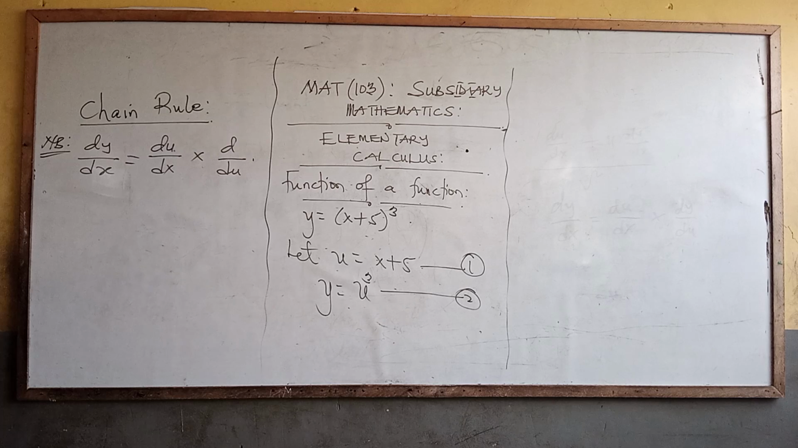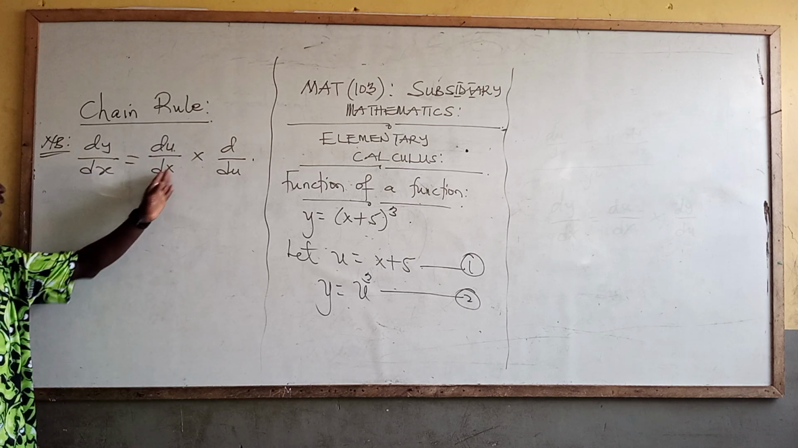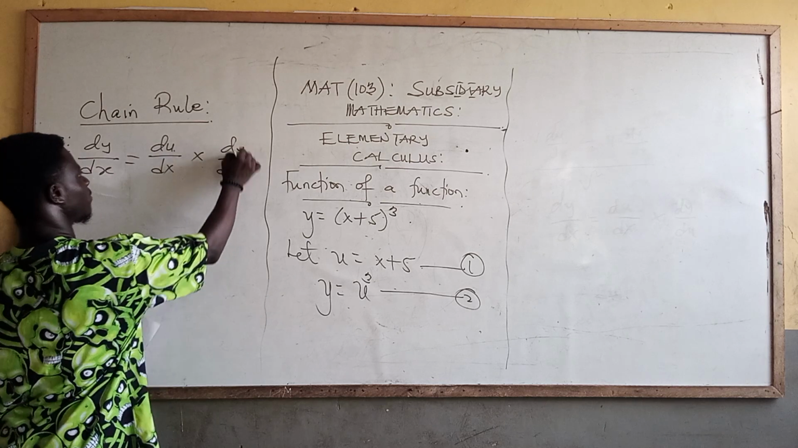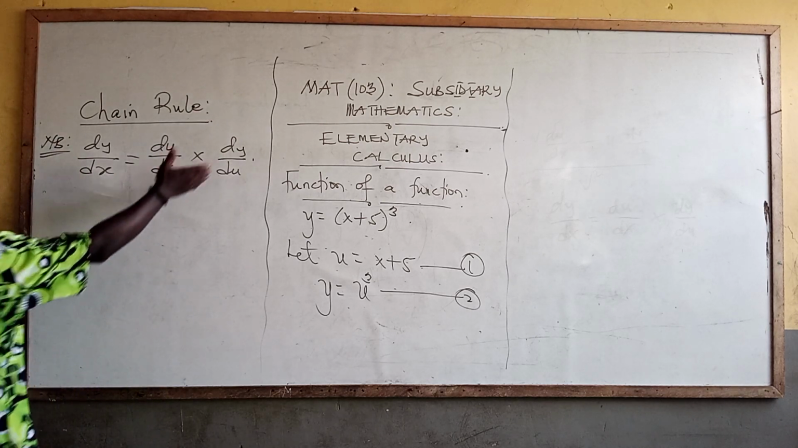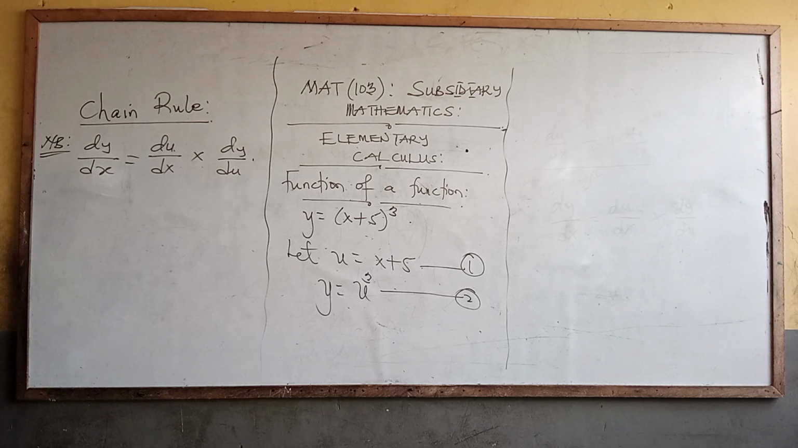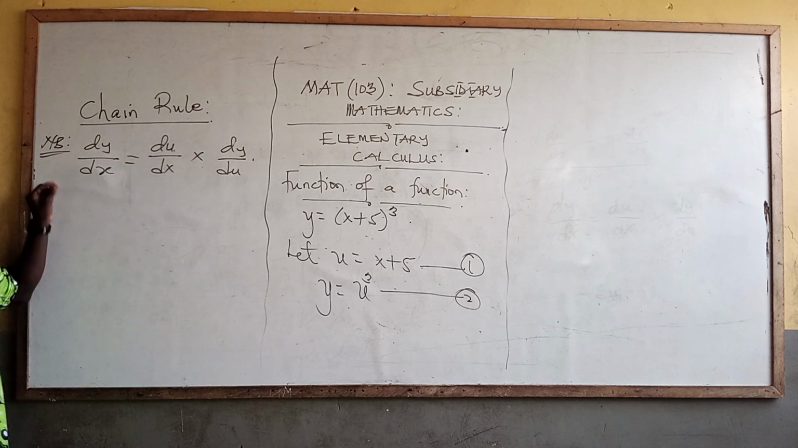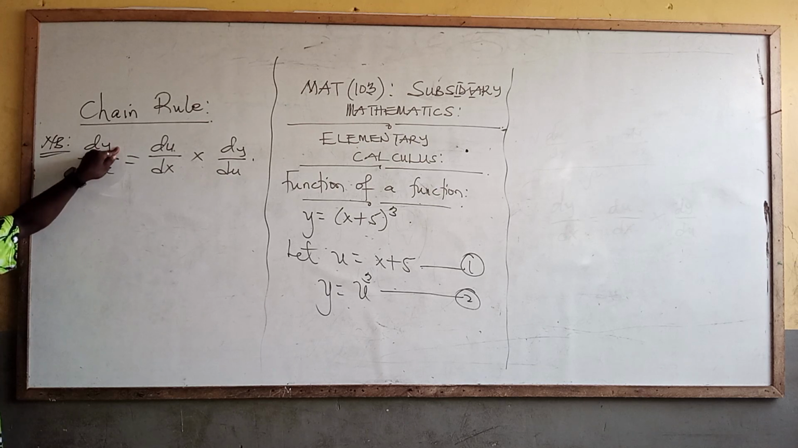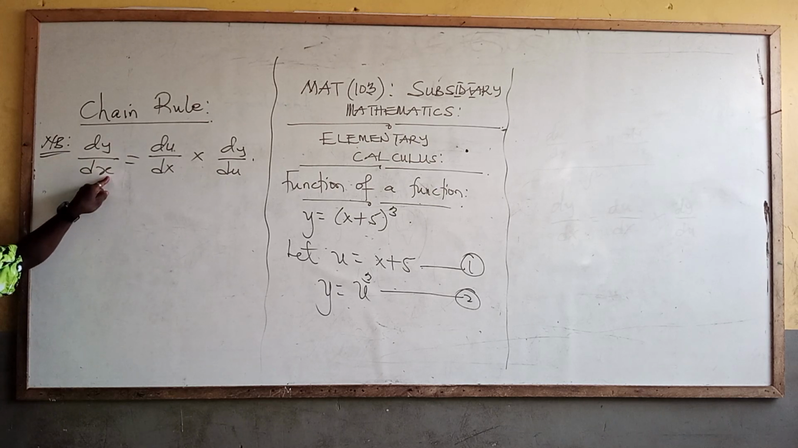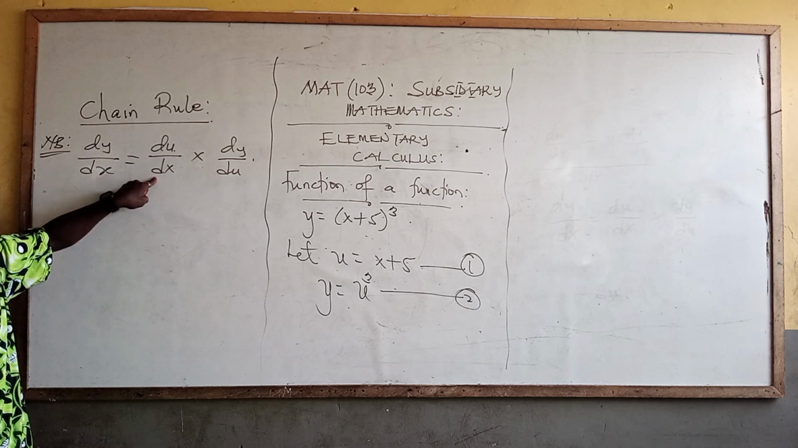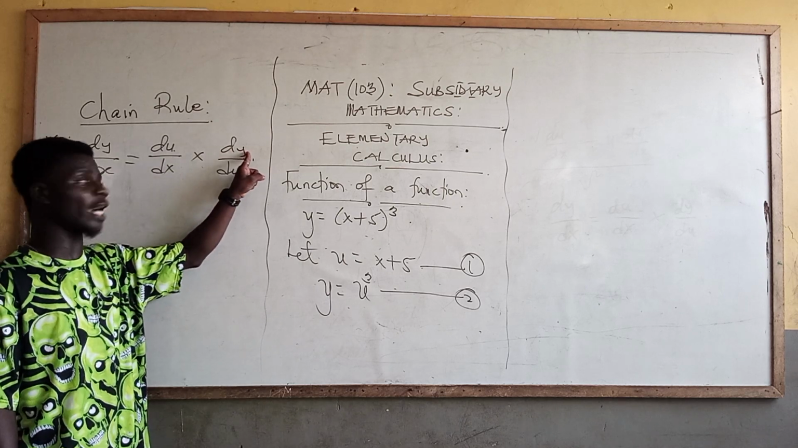So let's see. Using the chain rule, you can apply dy over dx equals du over dx times dy over du. So dy over dx must be equal to du over dx times dy over du, which means you are differentiating the function y with respect to x, which must equal differentiating u with respect to x, times differentiating y with respect to u.